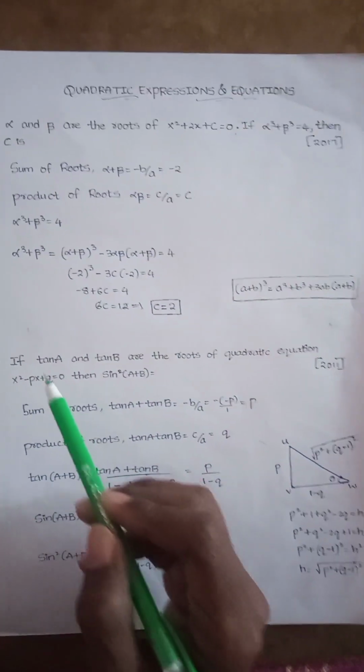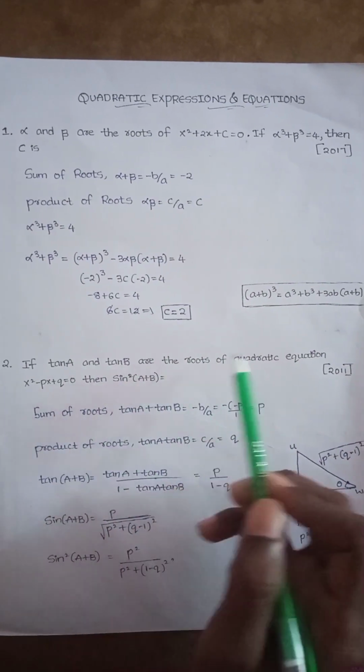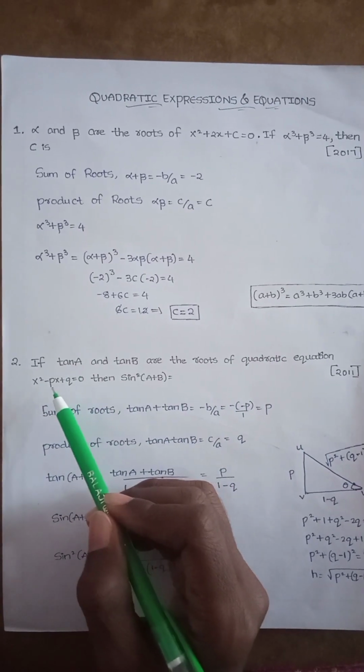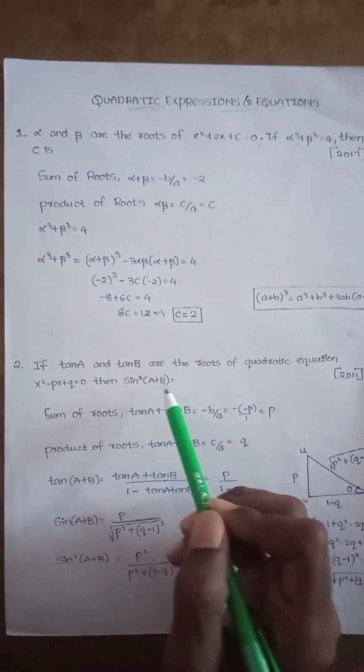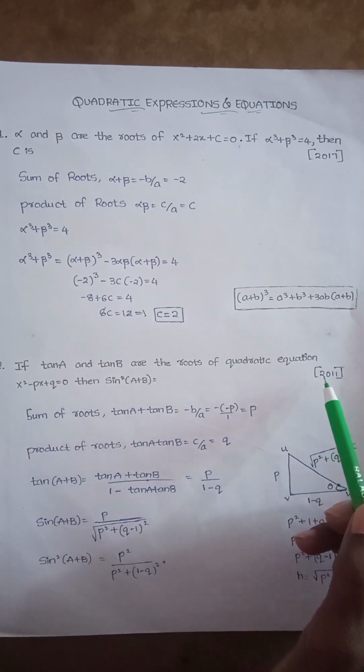And the second question is, if tan a and tan b are the roots of the quadratic equation x square minus px plus q equals 0, then what is the value of sin square of a plus b? And it was asked in the year 2011.